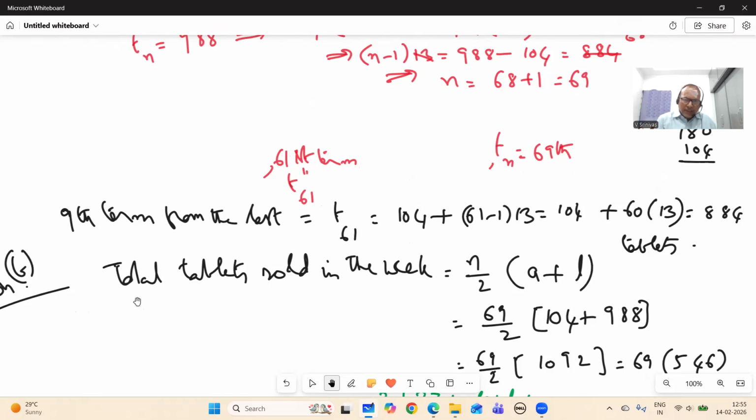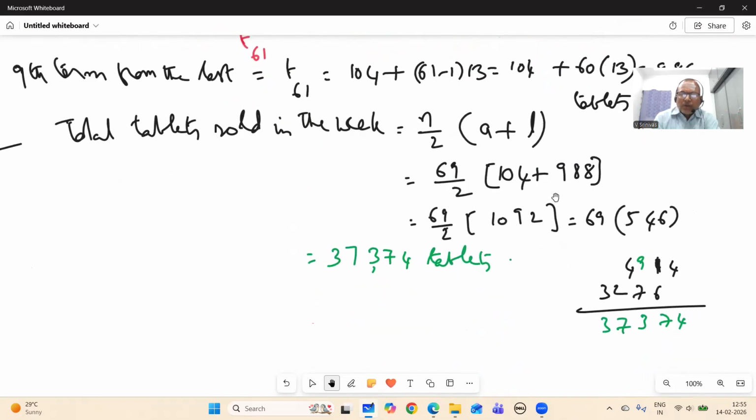And then in the next bit, you're asked the total tablets sold by all the pharmacies in that week. So you have to go for n by 2 into a plus L. n is 69. a, the initial term, is 104. L, the 69th term, is 988. You simplify this. That gives you the total number of tablets sold by all the pharmacies in that week. This concludes.